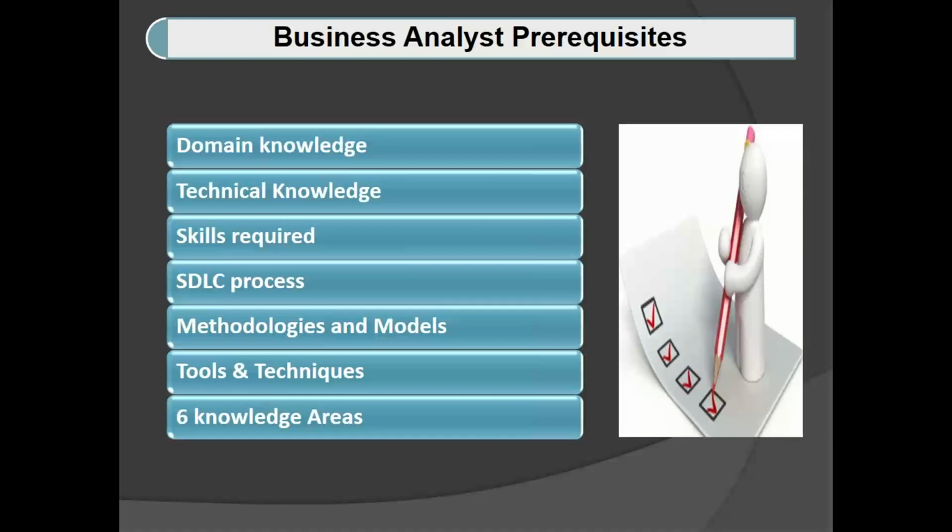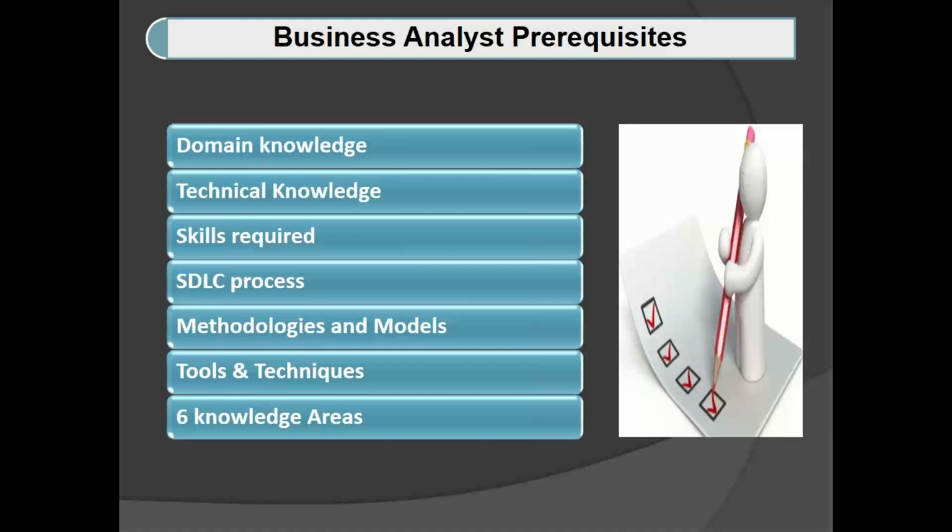First one is good communication skills. Why? Because a BA is going to coordinate with different stakeholders. So to coordinate with different stakeholders, you need to have good communication skills. Second one is good writing skills. Why writing skills? Because a BA is going to prepare documentation. So to prepare documentation, you need to have good writing skills.